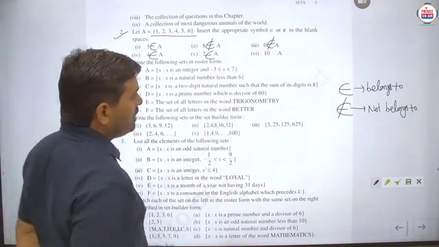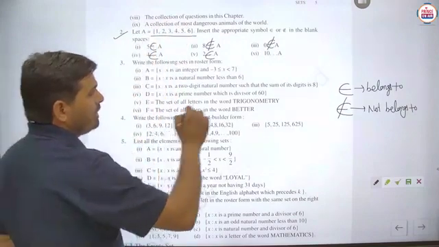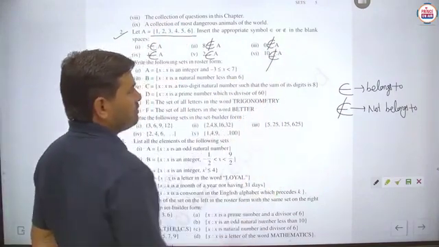Similarly, for this question 10. So you can say that 10 is to be absent from here. So you can say the not belongs to. Is it to be clear?